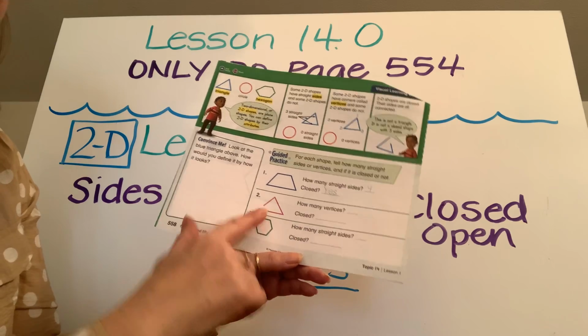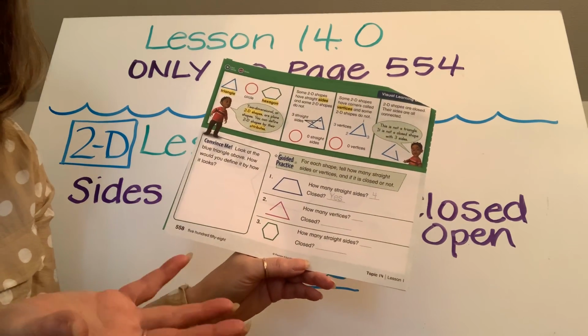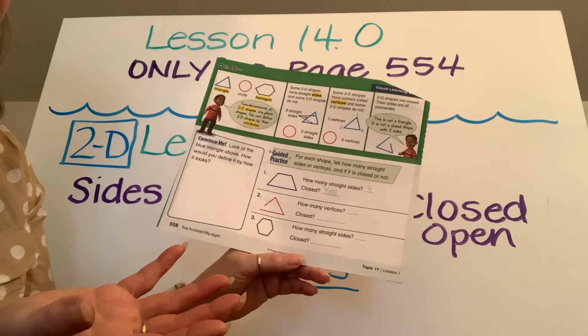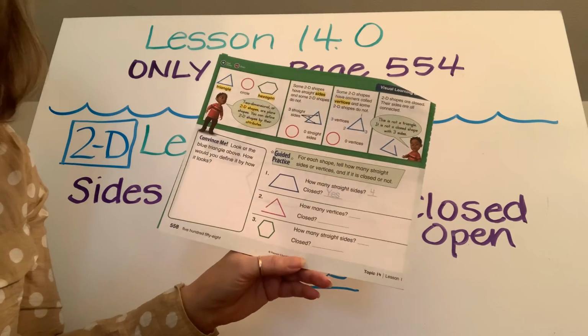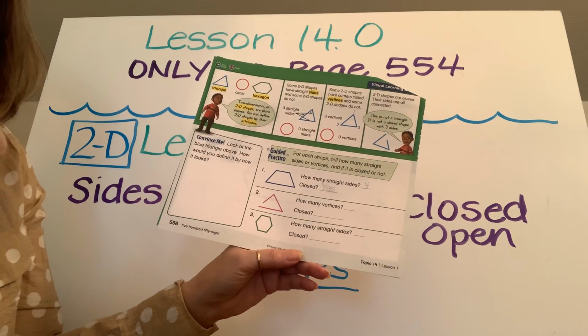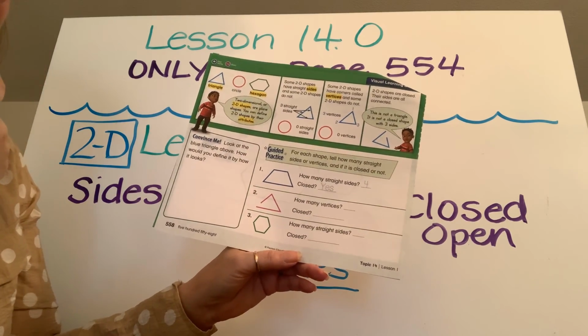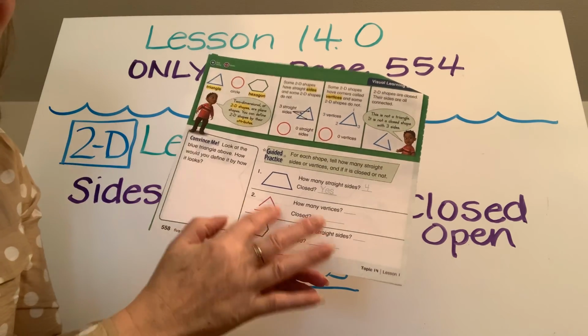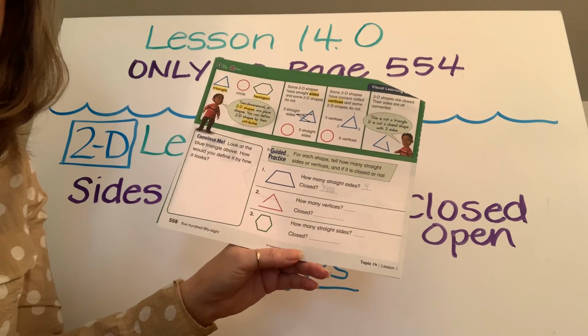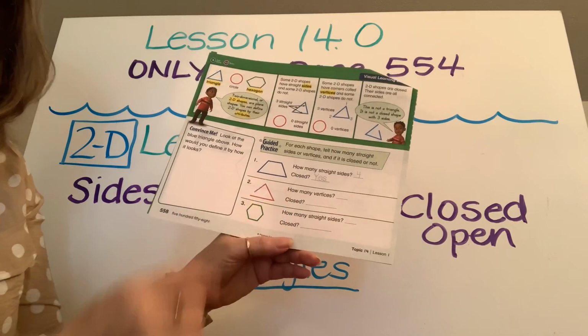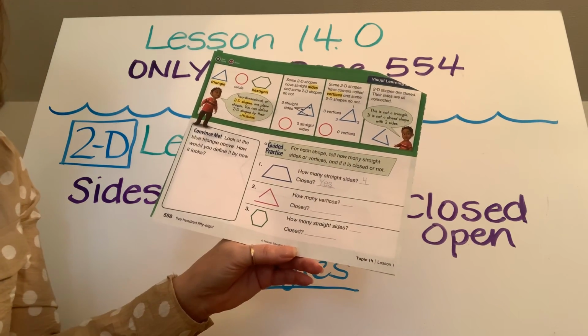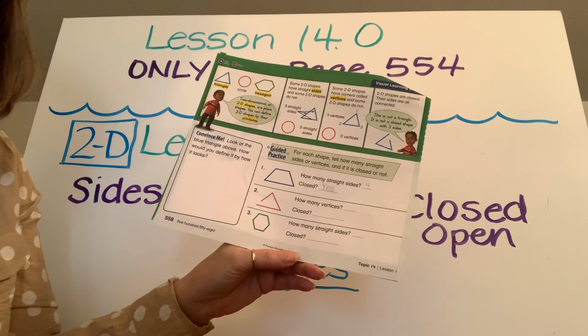Number 2. All right, it kind of looks like a triangle. But is it a true triangle? No. How many vertices does it have? Ooh, it only has 2. And is it closed? No, it is an open shape.